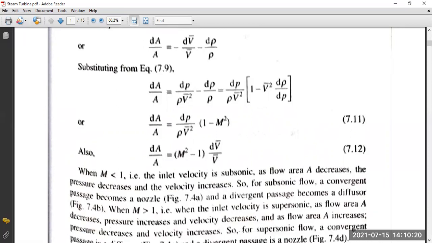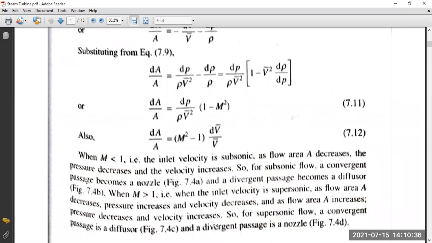That is for subsonic flow, and for M greater than 1, which is supersonic inlet velocity, as flow area A decreases for a nozzle, pressure increases and velocity decreases. As flow area increases, in case of a diffuser, pressure decreases and velocity increases. For supersonic, a convergent passage is a diffuser, and a divergent passage is the nozzle.